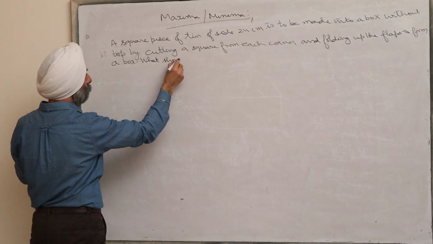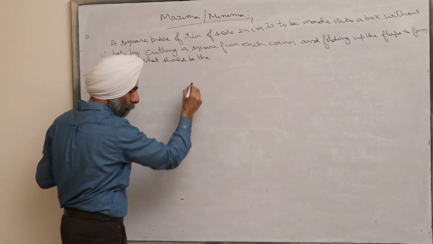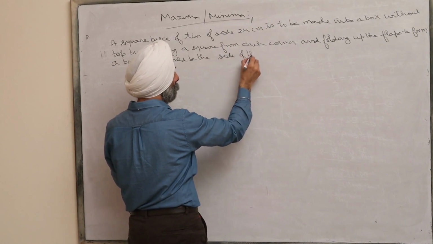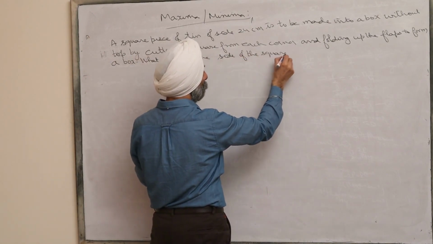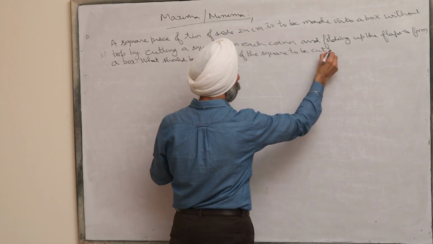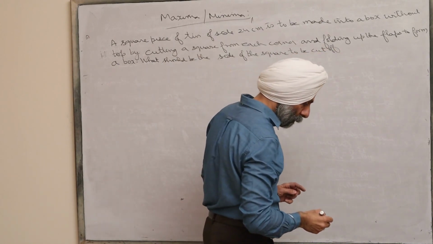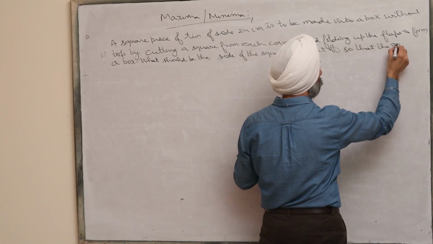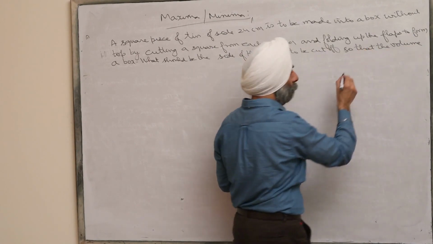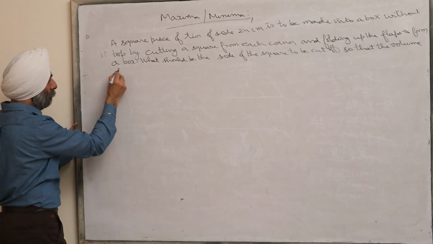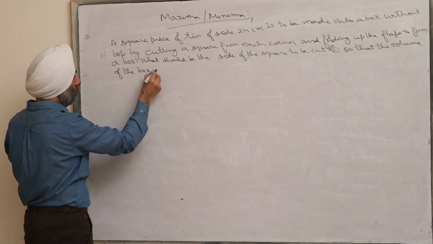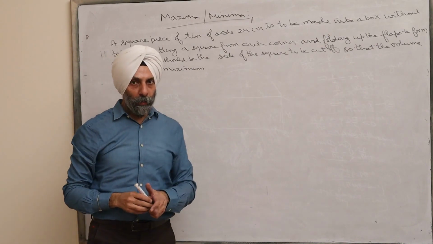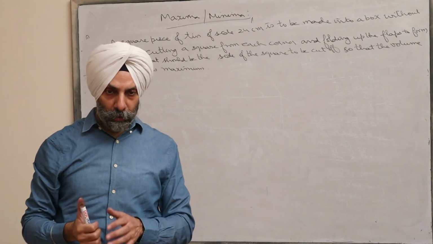Now what should be the side of the square to be cut off so that the volume of the box is maximum? So it is very important for me to write down the statement first here.